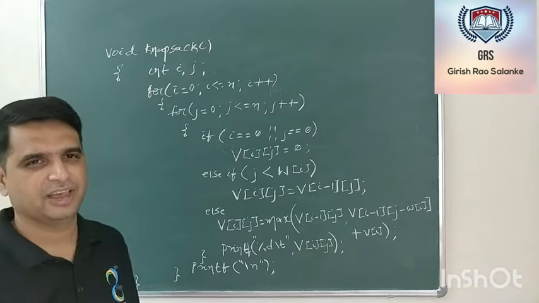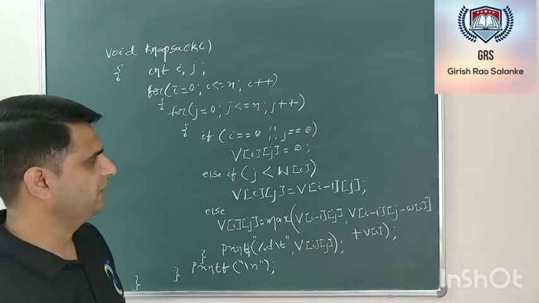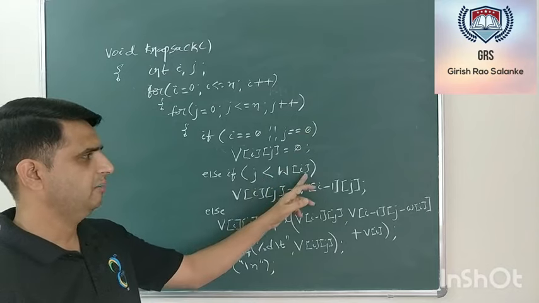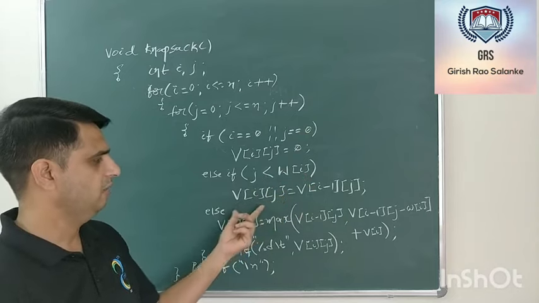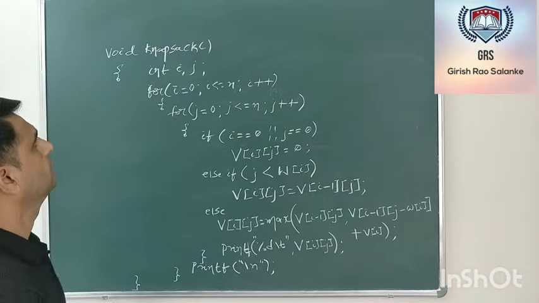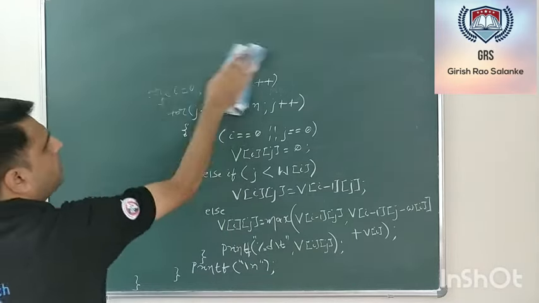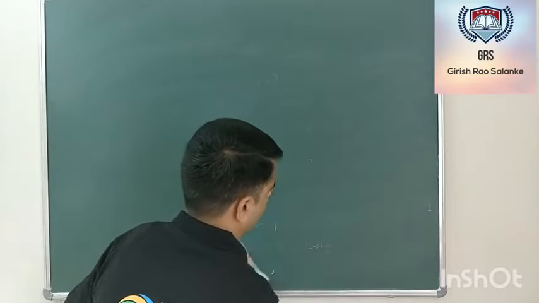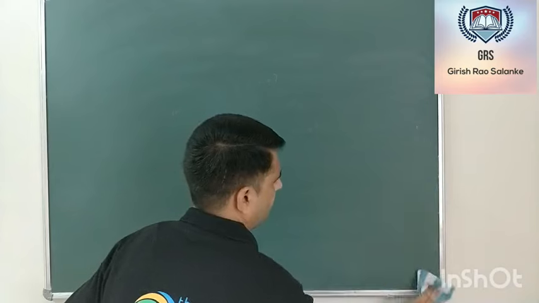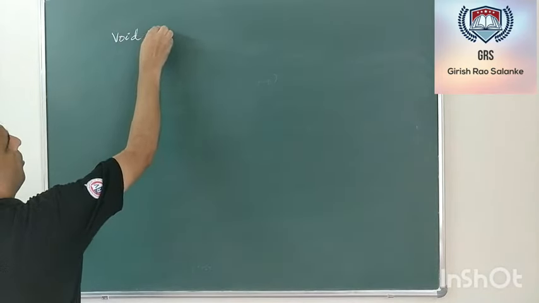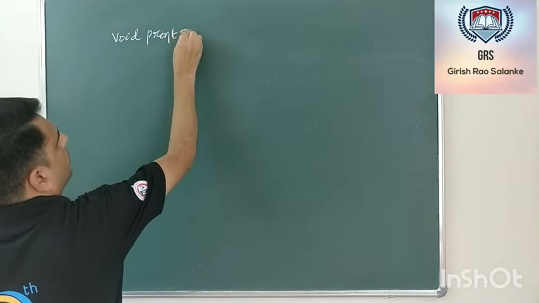This was about the knapsack function. Knapsack function was quite easy. First row, first column 0. If j less than w i, this value. If not, this particular value. Now we'll go for the print solution function. Void print solution.